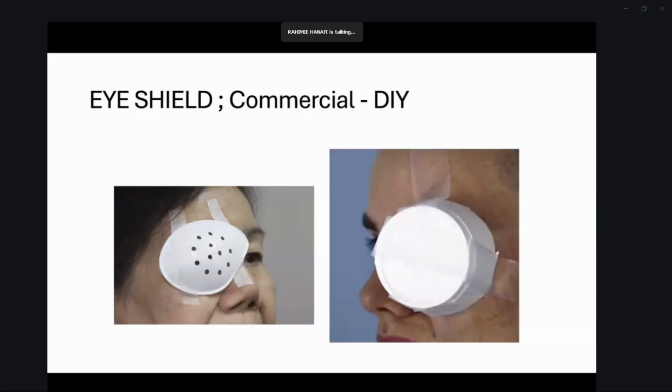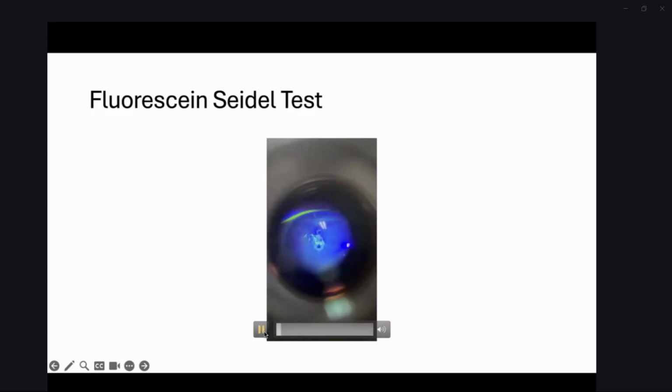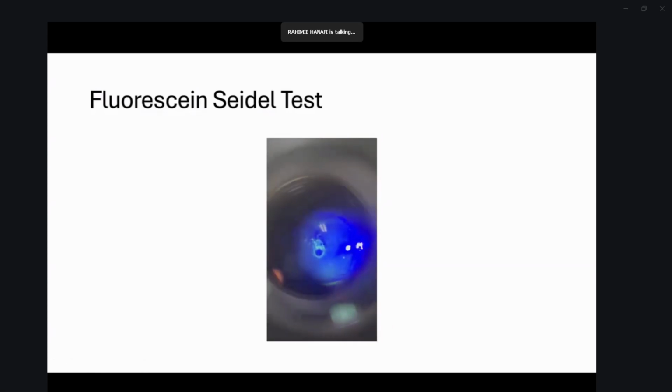How do we know this is a penetrating injury, especially at the cornea? By staining with the fluorescein. For the fluorescein, I have the video here. What we call the fluorescein needle test. Okay, when we stain the eye, usually the green color is there.